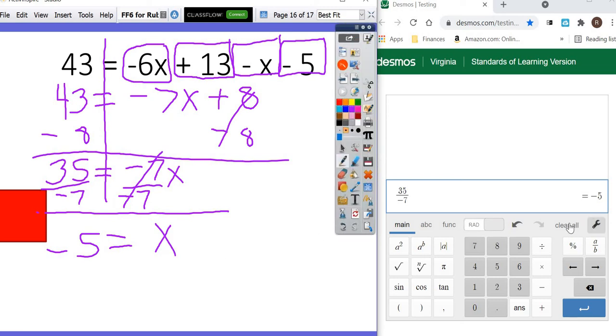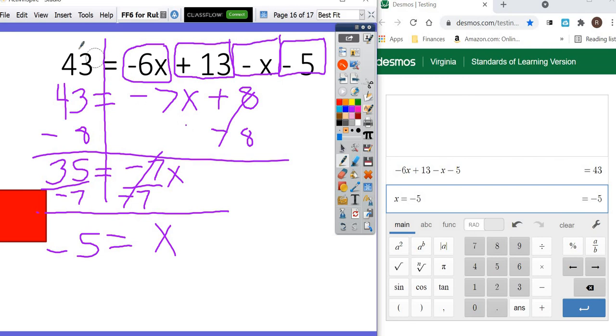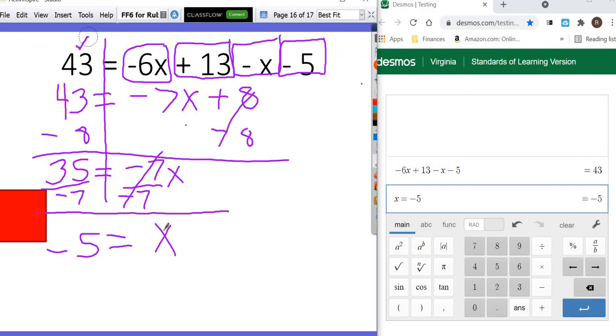So I'm going to make sure to put this in my calculator to check it. It's negative 6x plus 13 minus x minus 5. Go to my next line, and I'm going to flip this around and put the x first. x equals negative 5. And my answer here is 43, which is exactly what we started with here. So that means we did it correctly.